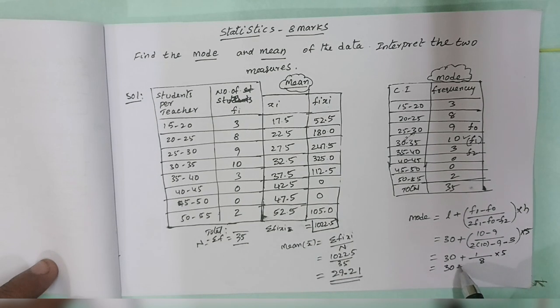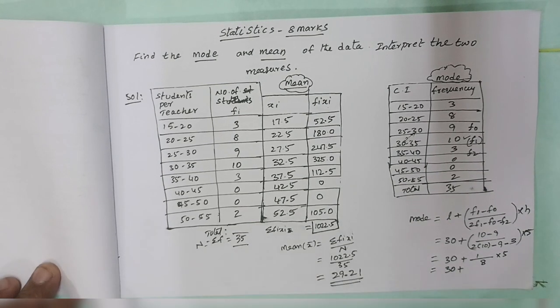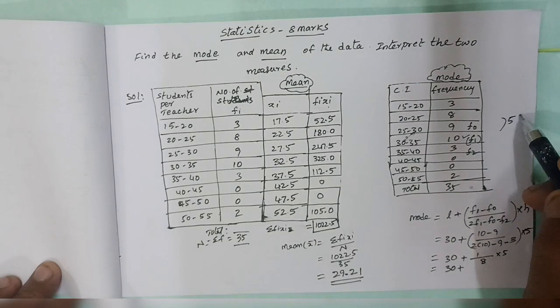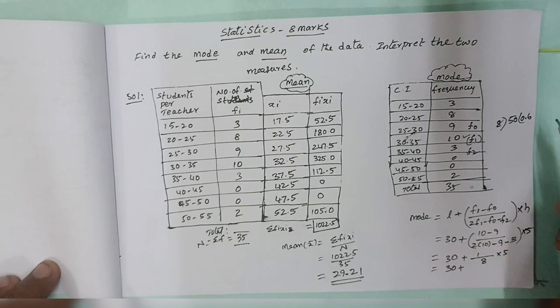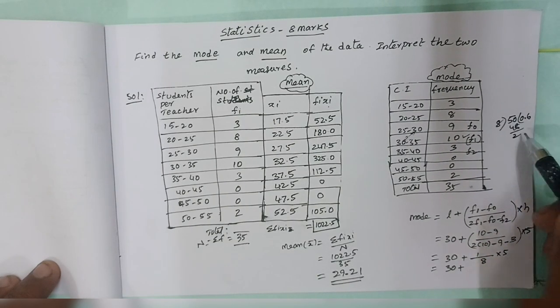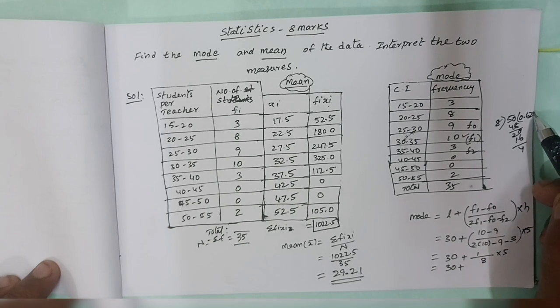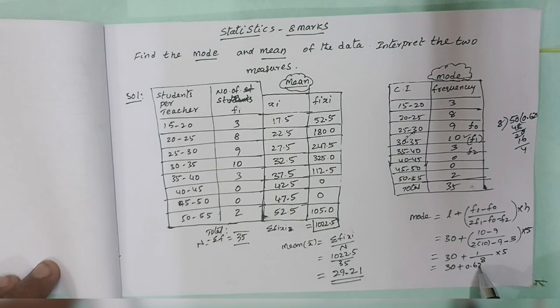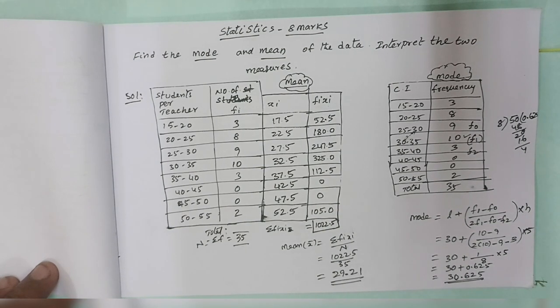Now, 30 plus 5 by 8. 5 by 8 is 0.625. So that is equal to 30.625, which is the mode of the given data. Okay, thank you.